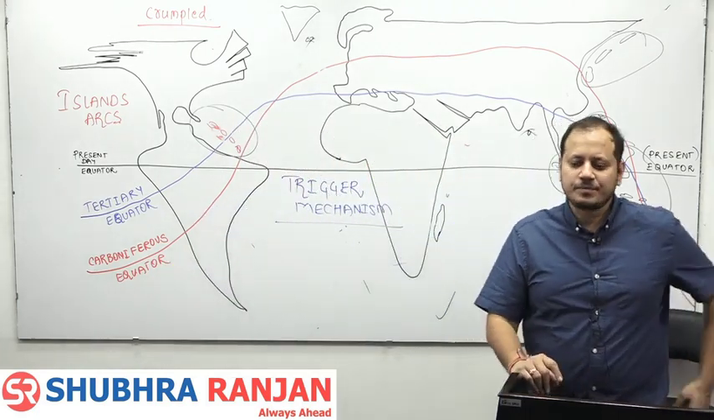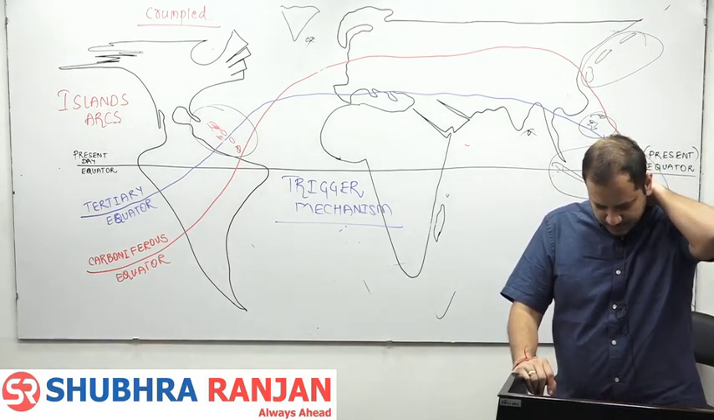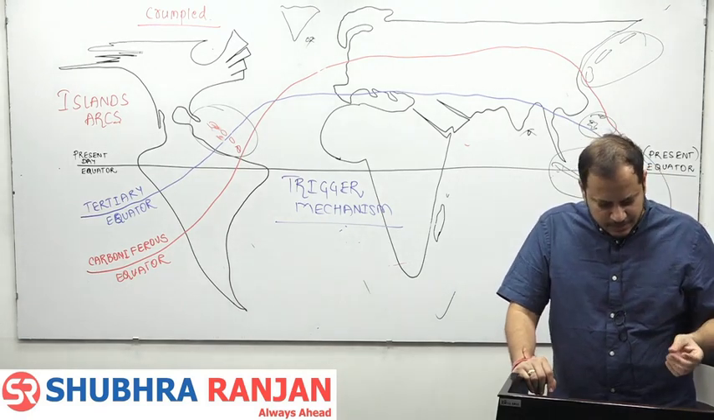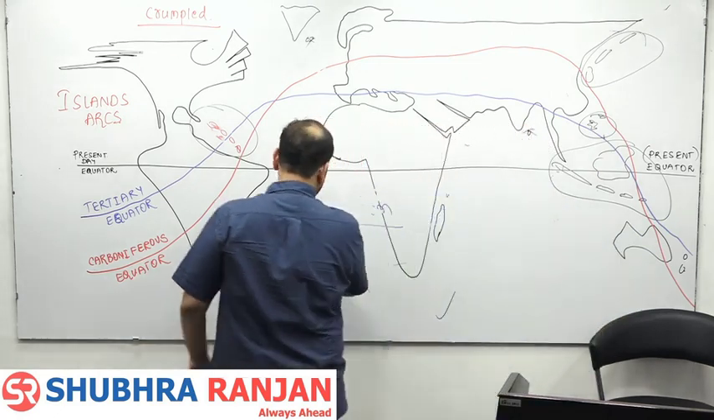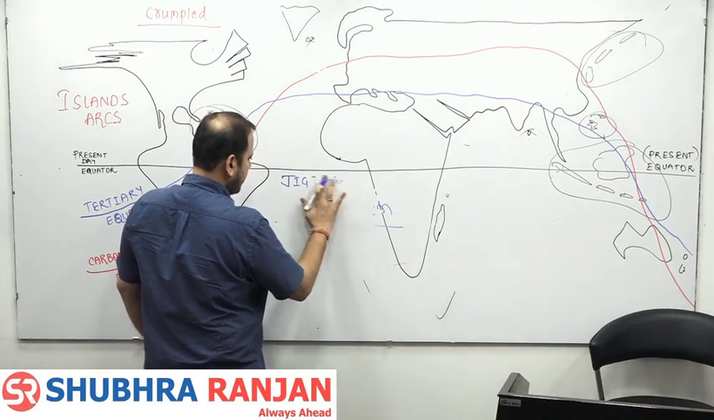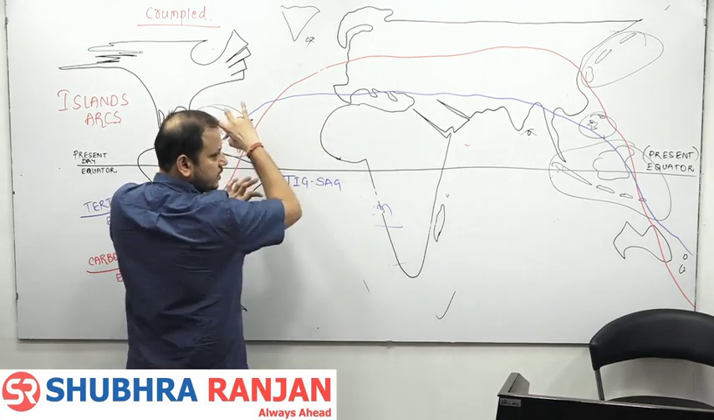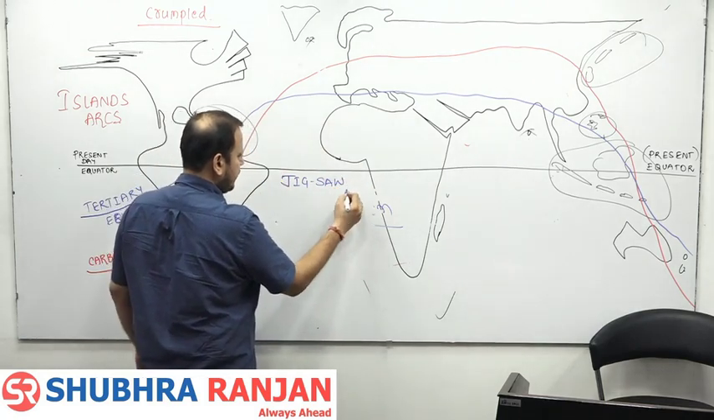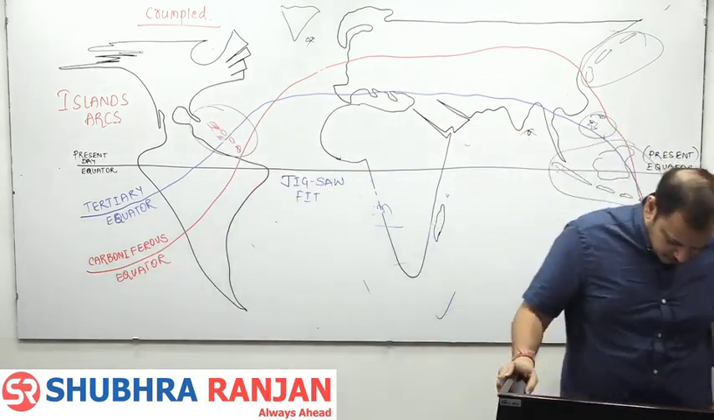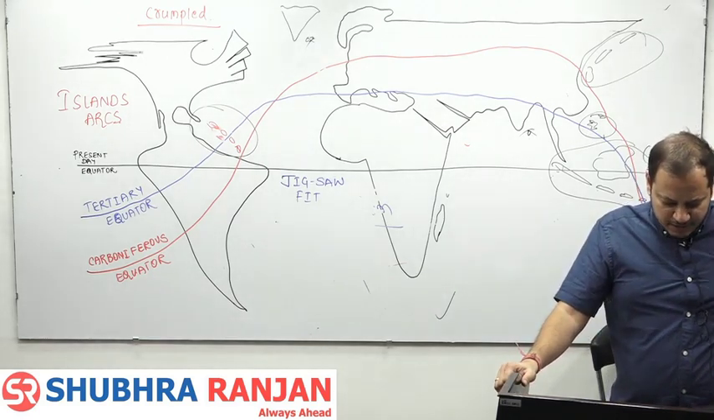And the last point, even the evidences such as jigsaw fit of the continents, such as, so I told you what is the jigsaw fit. इन दोनों को ज्वाइन कर लो, that is what is known as the jigsaw fit. Jigsaw fit of the continents, or the distribution of fossils, have some limitations.